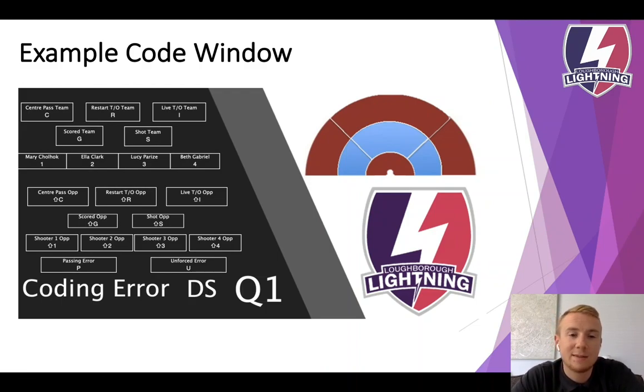You can then see that we'll add the players' names in, so some of our shooters are named upon there as well. And then you can see that we do exactly the same for the opposition on those 3 types of possession, alongside then looking at some errors. So passing errors and then unforced errors, offsides, held ball, things like that. So there's just one example of one of our code windows.